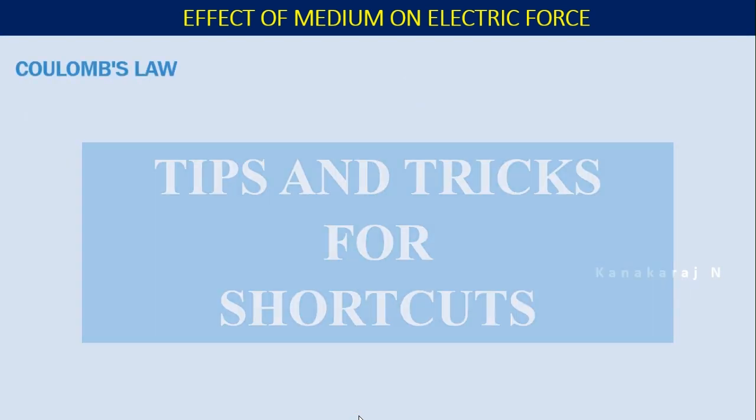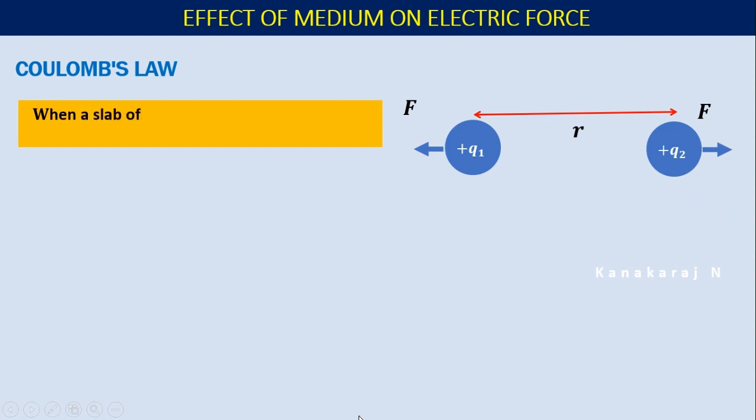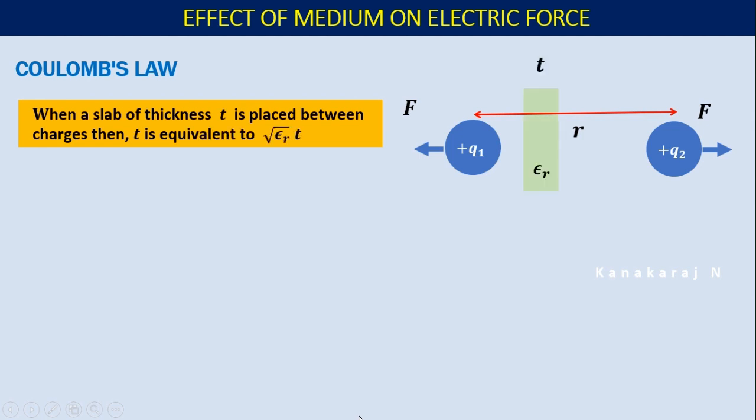Tips and tricks for shortcuts. When a slab of thickness t is placed between the charges, then t is equivalent to root of epsilon r times t. So F equals 1 by 4 pi epsilon naught Q1 Q2 by r minus t plus root of epsilon r times t, the whole square. r minus t is the thickness of the air medium, right? The root of epsilon r times t is the dielectric equivalent distance in vacuum.